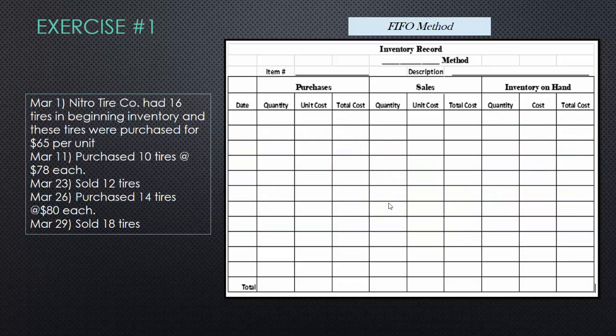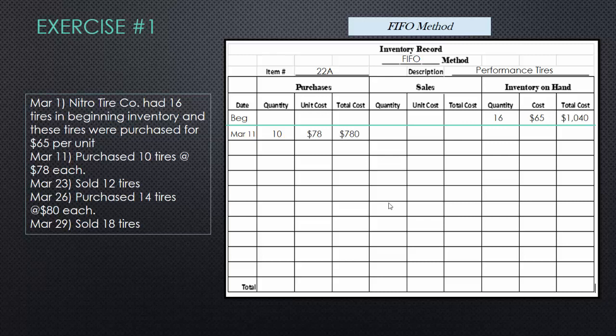Let's do the same thing this time using the FIFO method. So our FIFO perpetual inventory record for our item 22A tires is going to start the same way the LIFO one did. Our beginning inventory is going to be the 16 $65 tires for a total cost of $1,040. Our first transaction is still going to be on March 11th when we purchased 10 tires. It's $78 a piece for a total cost of $780.